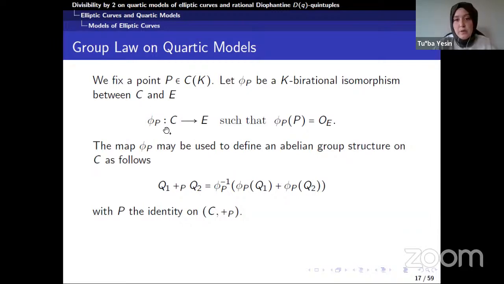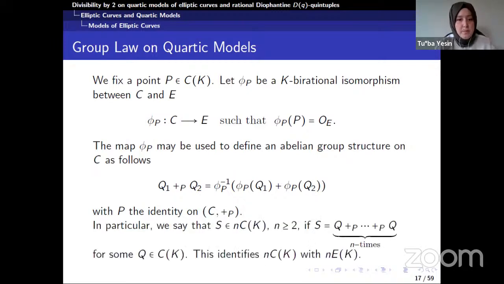If you want to take two points, Q1 and Q2 on the quartic model, and add these two points, first we have to go to E under this isomorphism. Then we can add these two points easily because we know E has an abelian group structure and we know the explicit formula for the addition. After we add these two points, we can come back to C. So this will be the sum of these two points, and with that P will be the identity in this group structure. Okay, this is the abelian group structure on the quartic models.